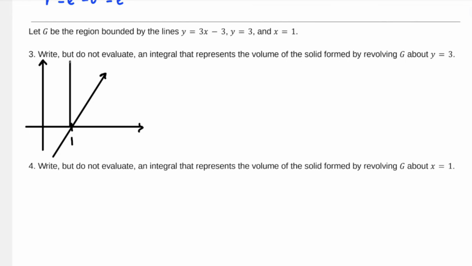And then the line y equals 3 is a horizontal line. Okay, just like that. And we've got this triangle-shaped region right there. That's going to be region G. All right, write but do not evaluate an integral that represents the volume of the solid formed by rotating G about y equals 3. Okay, so that would be if we were rotating around that axis right there.